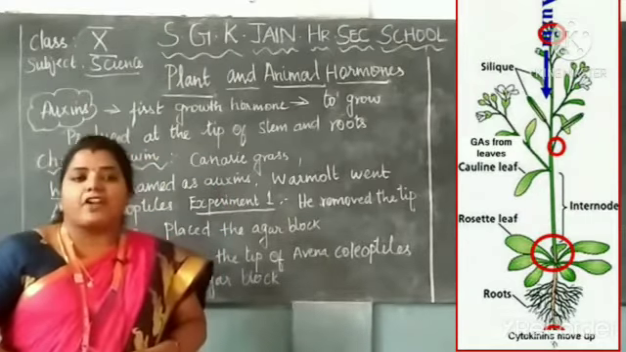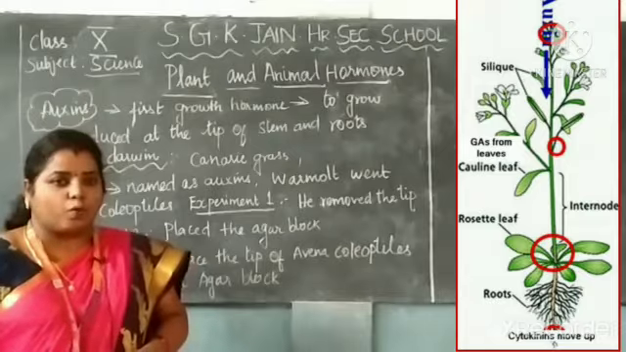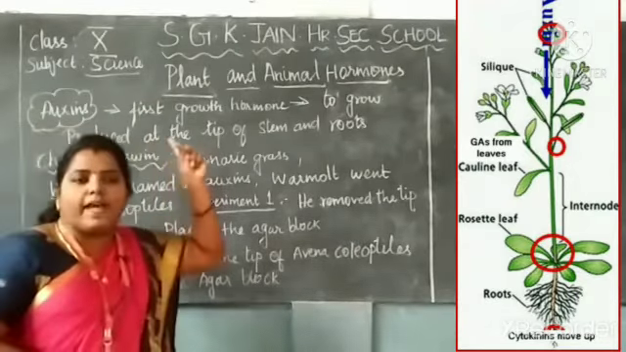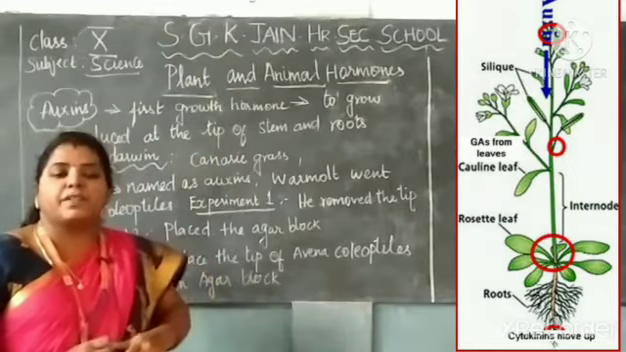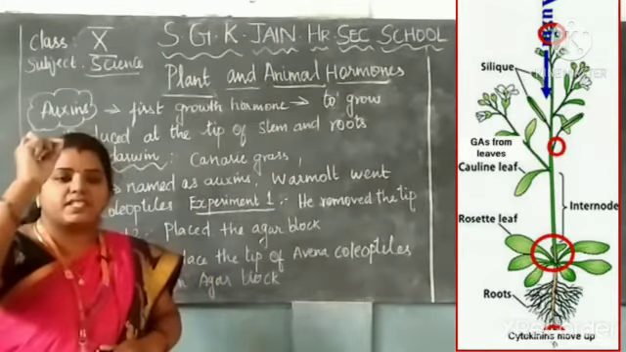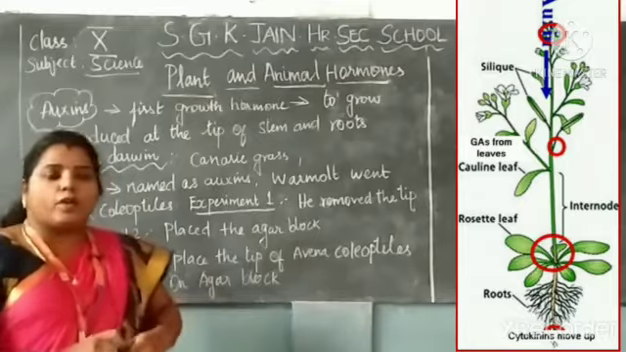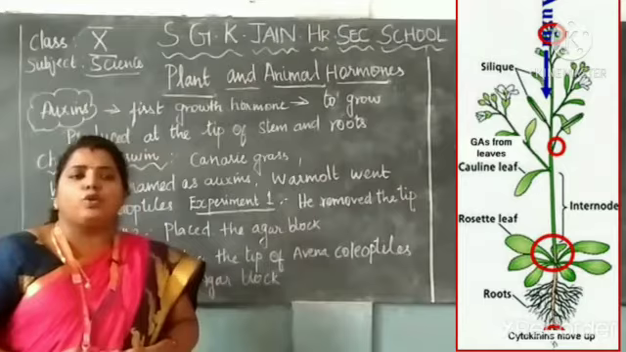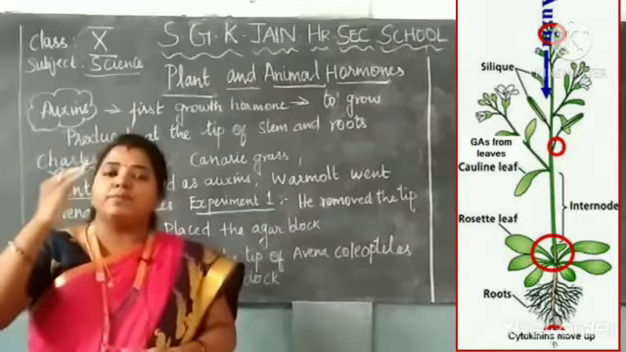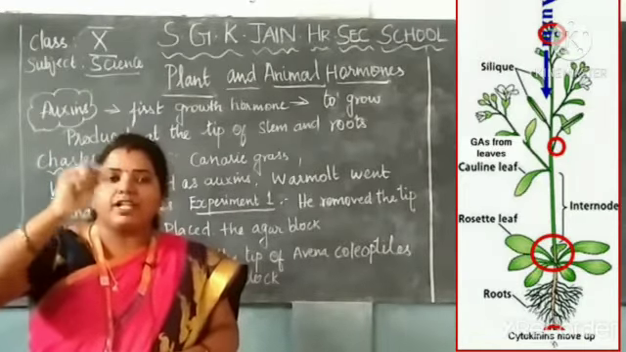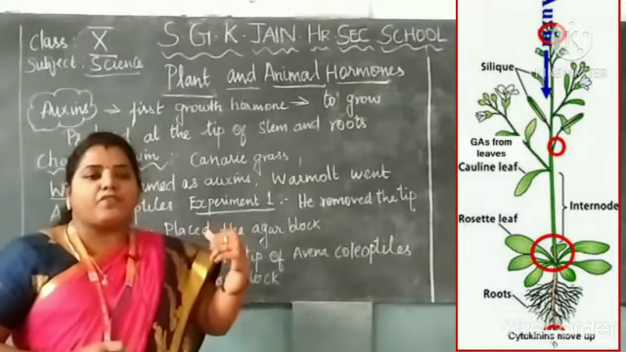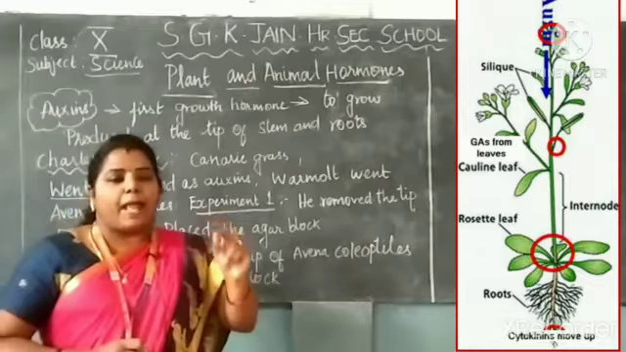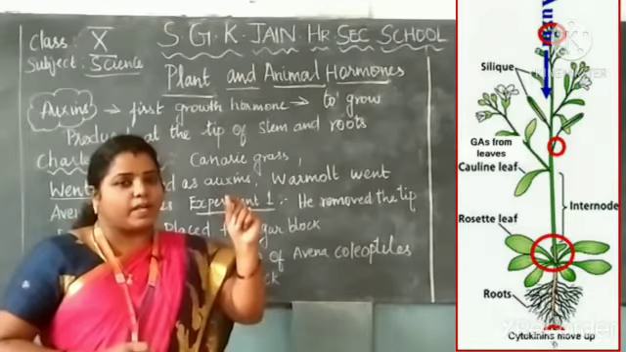The word auxin is also derived from the Greek word which means to grow. Auxins are present at the tip of the stem as well as the root. We already know that if we take a plant, we can tell whether it has grown by looking at the tip, because growth starts from the tip only. So auxin promotes growth and is present at the tip of the plant, the root and the stem.